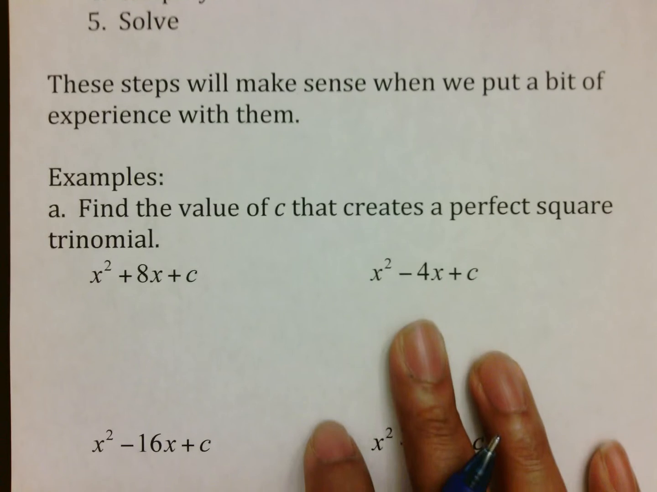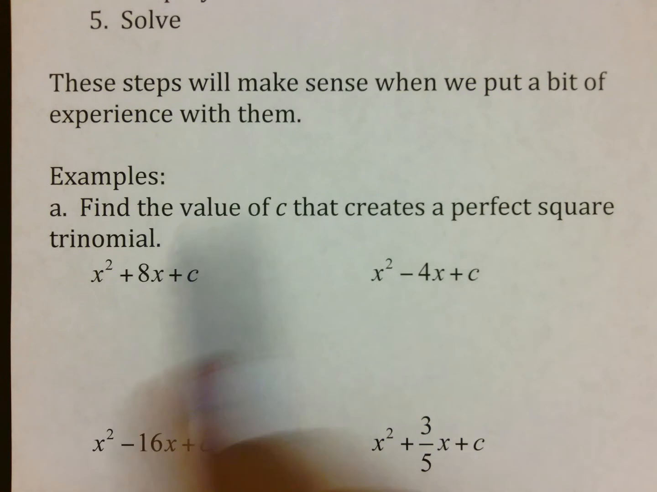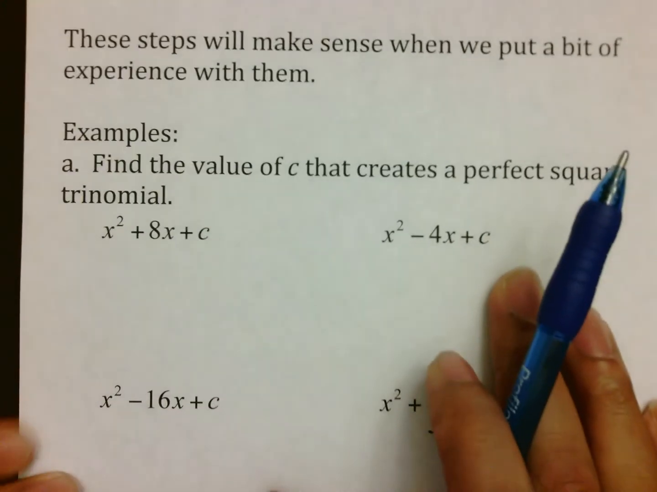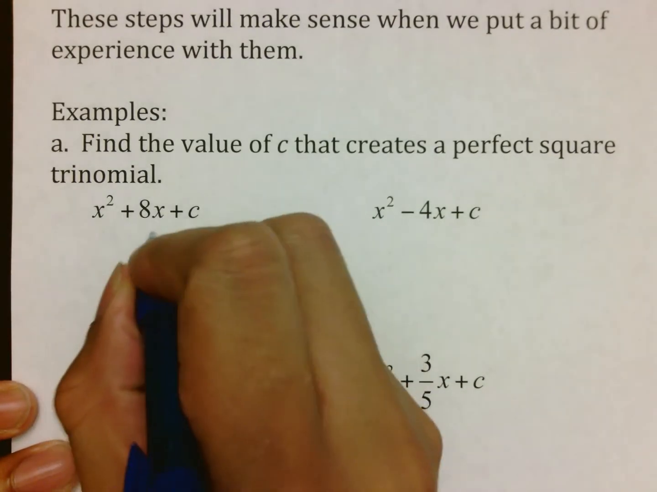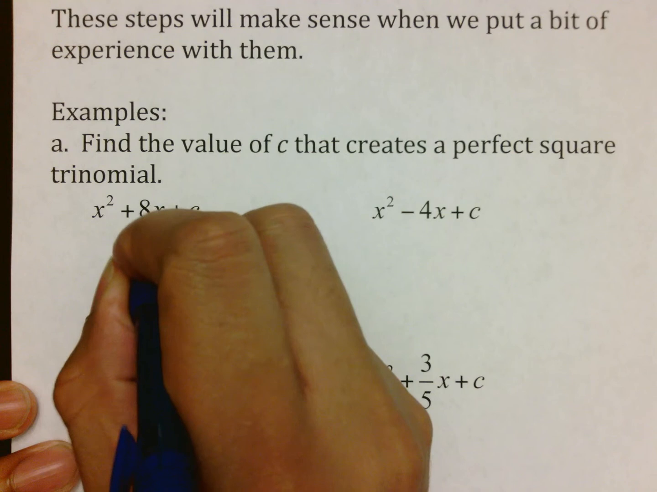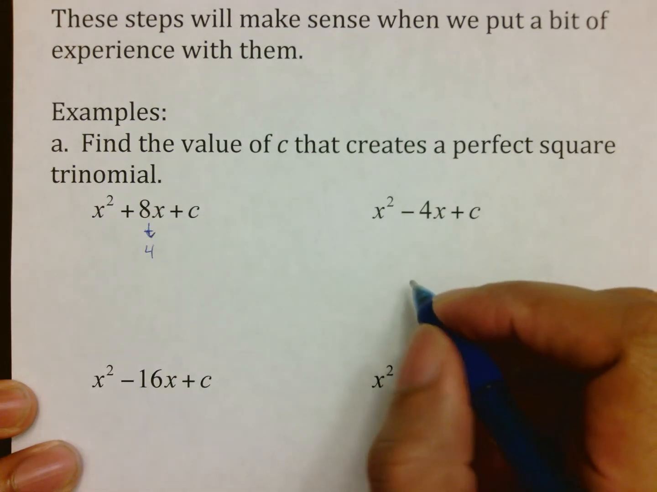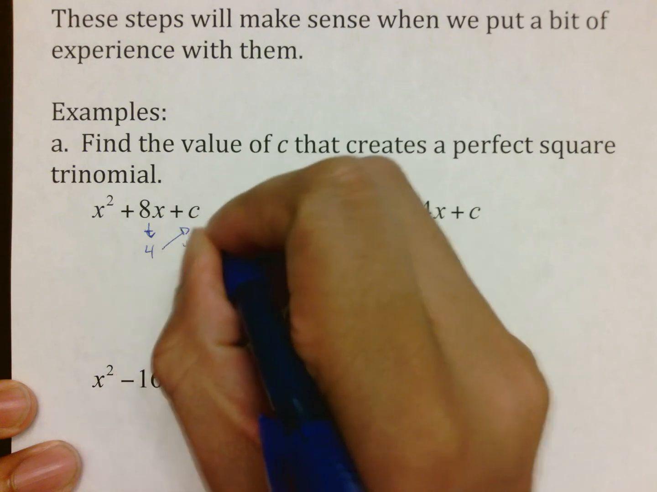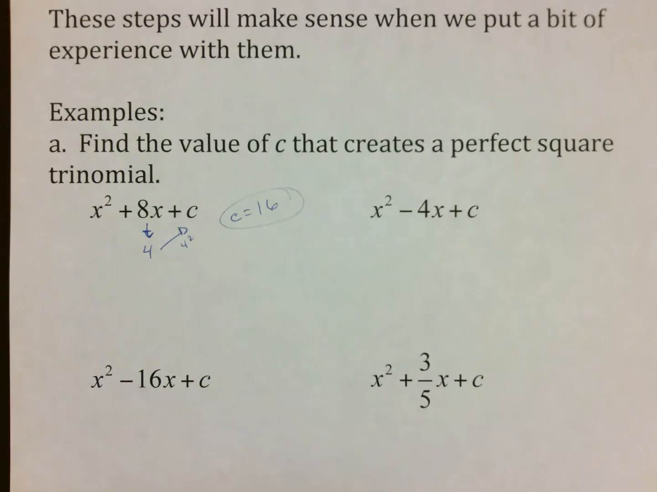These steps will make sense when we put a little bit of experience with it, so let's get a couple things done first. Pretty much completing the square is kind of like this process that we're going to do here, which is finding the value of c that creates a perfect square. When you do that, the first thing you would do is take this number and cut it in half. So you would take that 4. Second thing you do is take that 4 and square it, which gives you c equal to 16. And that's what you're looking for.